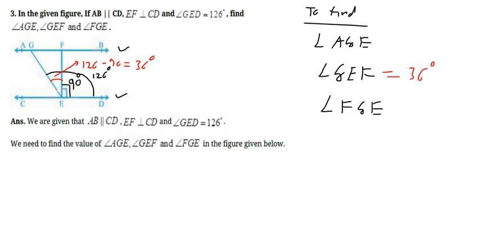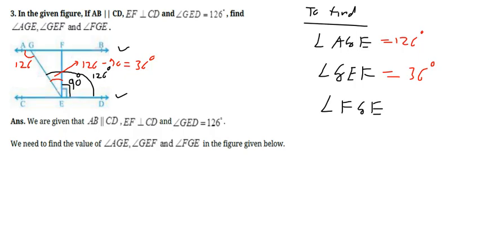Now we want to find this one, AGE. Now see that alternate angles are equal. We know that this whole angle is 126, so this will be 126 degrees. Alternate angles are equal. So AGE will be 126 degrees. Now we want to find FGE.